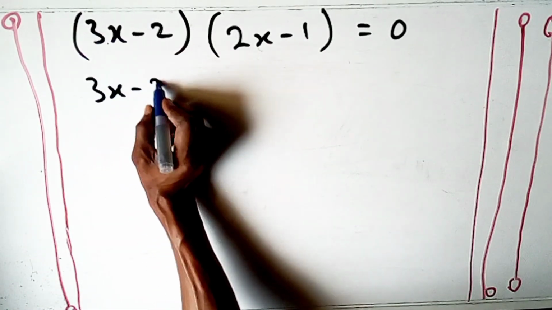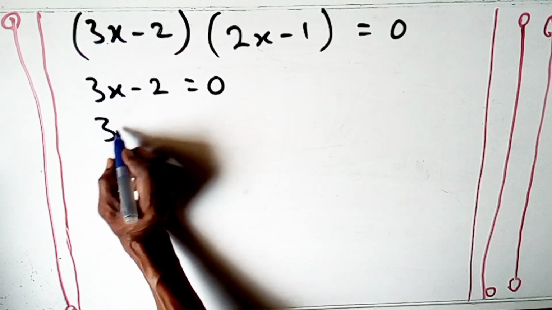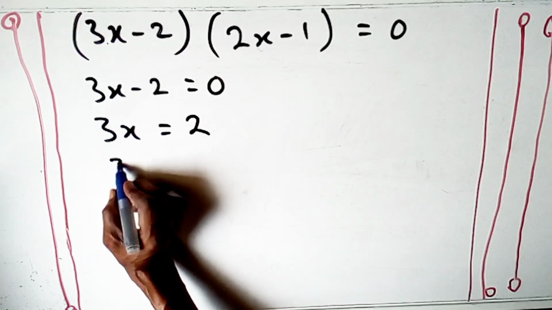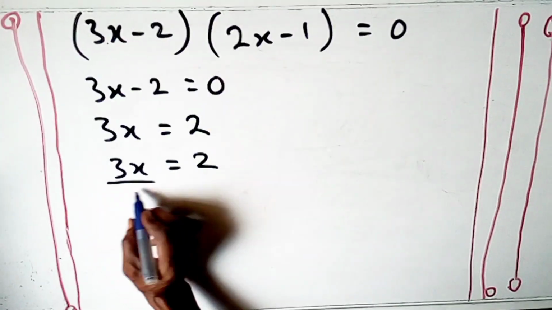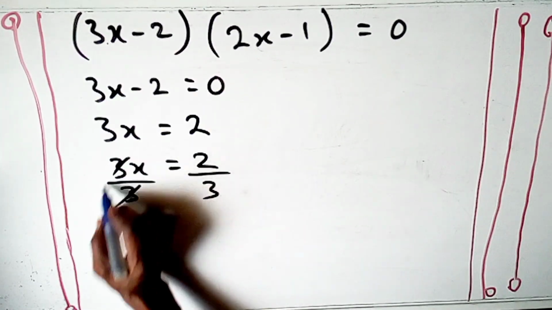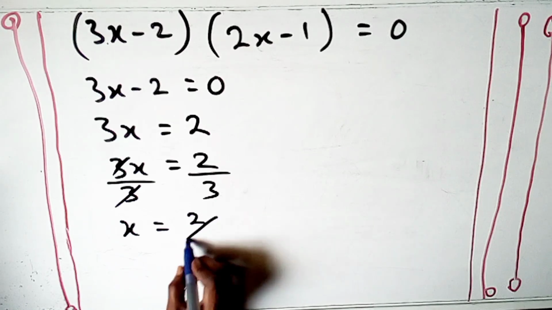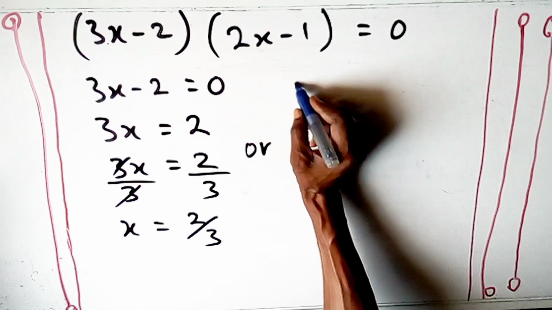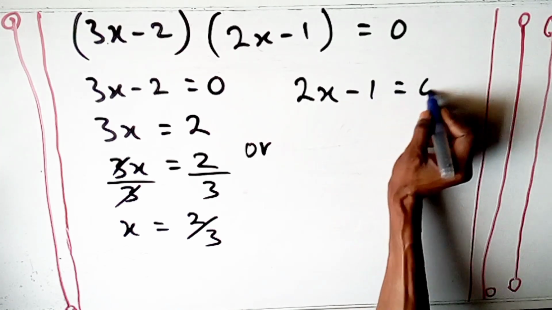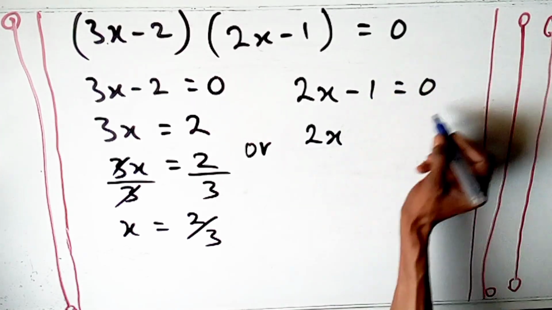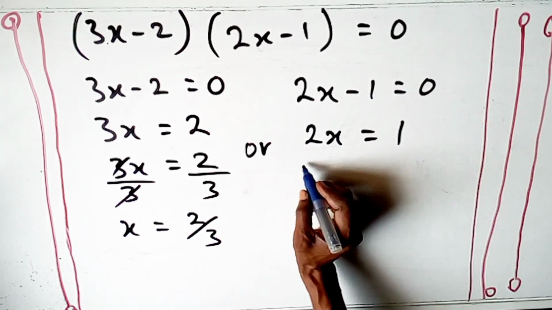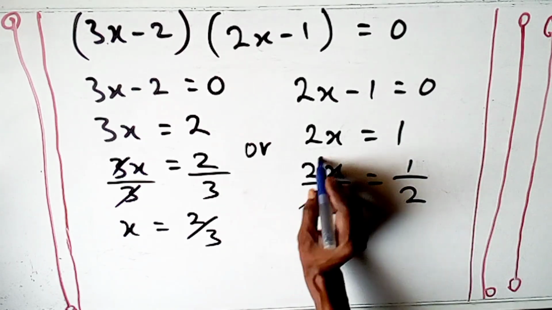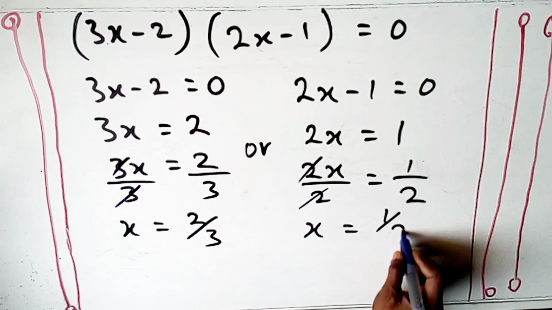3x minus 2 equals to 0. 3x equals to 2. We divide both sides by 3. So we have x is equals to 2 over 3. So we do the same thing to the other one. 2x minus 1 equals to 0. So 2x equals to 1. So we divide both sides by 2. And our x equals to 1 over 2.